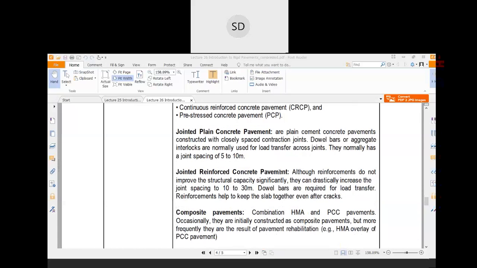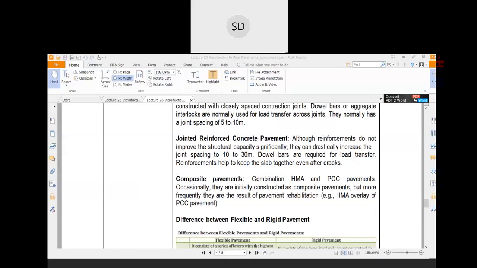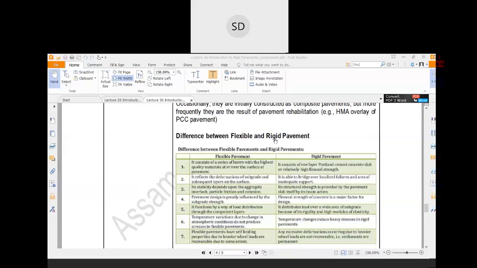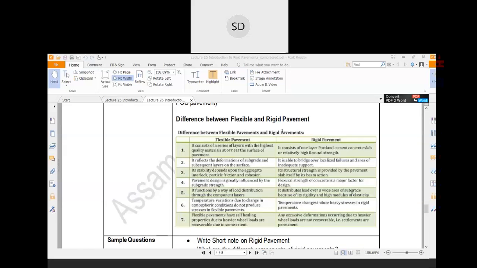Then jointed reinforced concrete pavement. Here there would be joint as well as reinforcement would be provided. And composite pavements, here the base layer would be made up of hot mix asphalt, that is bituminous material mixed with the aggregates, and above this you will build your rigid surface. Okay, so as it is made up of both the bituminous material and cementitious material, therefore it is called composite pavement.